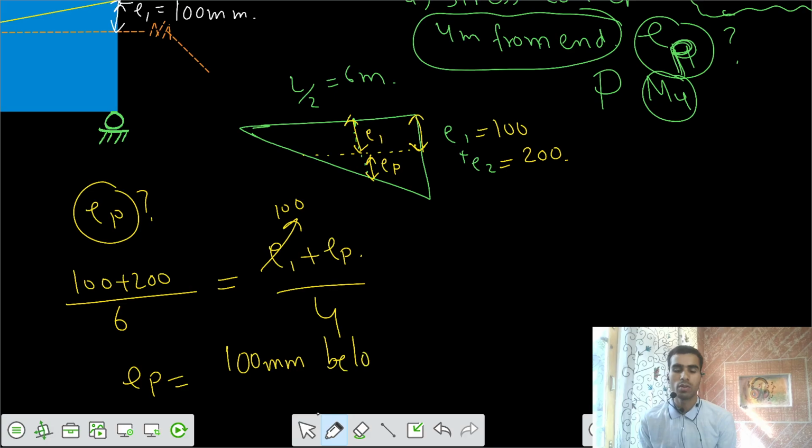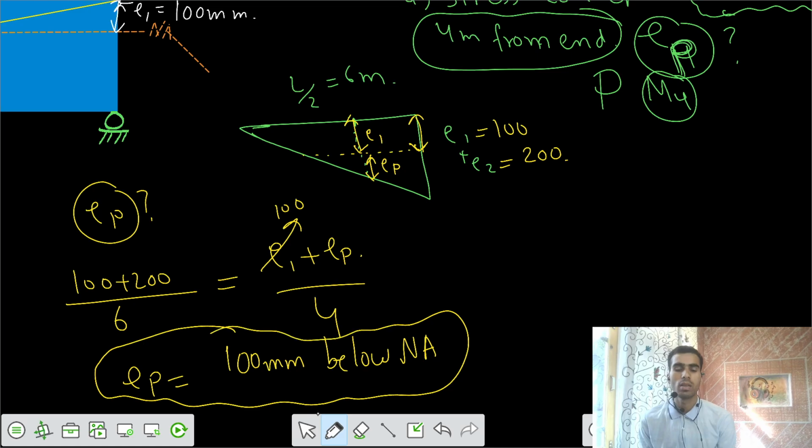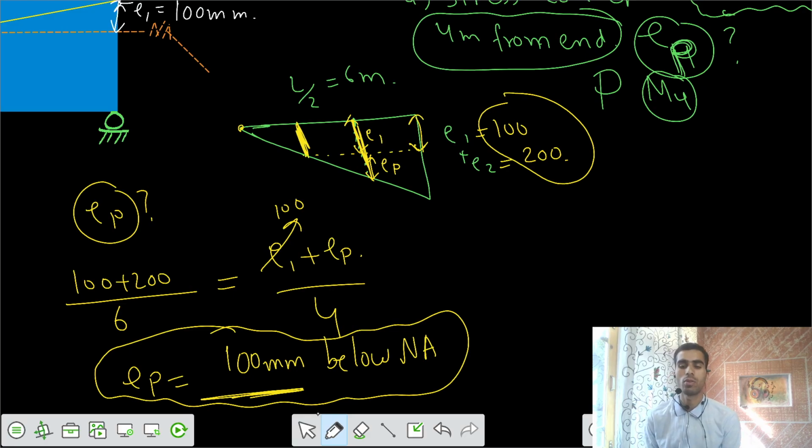positive. That means below the neutral axis. So your EP value is 100 millimeters below the neutral axis. By symmetry we can say overall is 300. At 4 meters it would be 400, and here it would be 200, and here it would be 0. So we got the final value that this is 200 below the neutral axis.